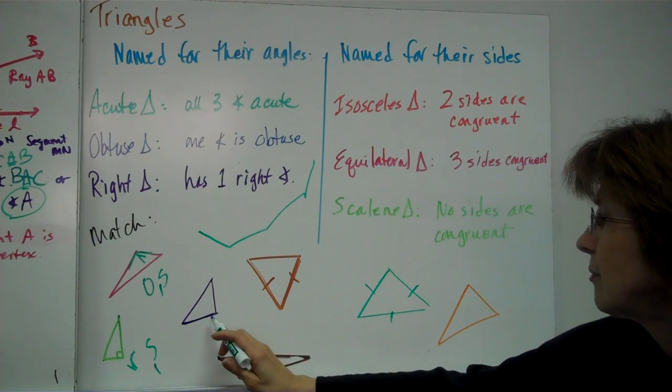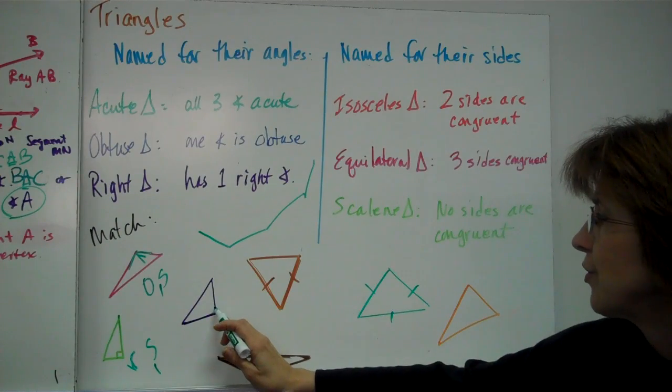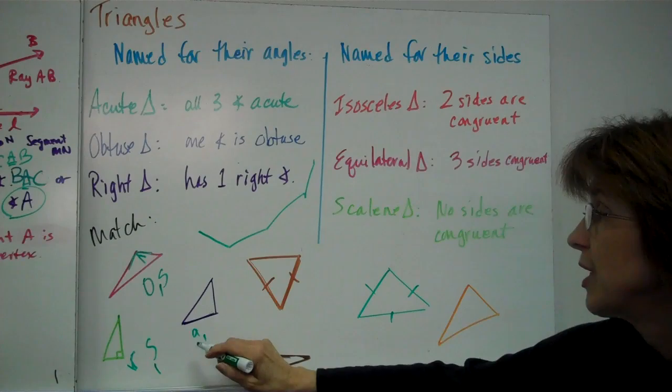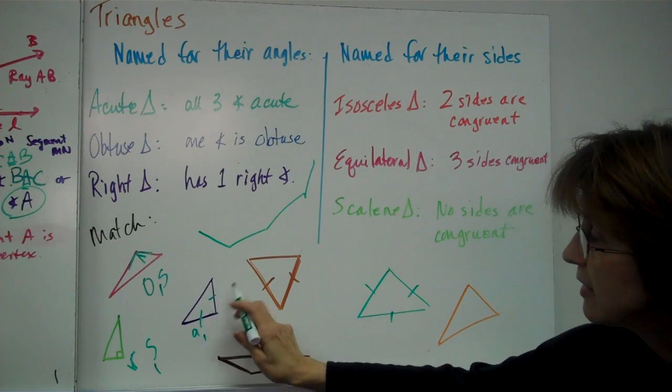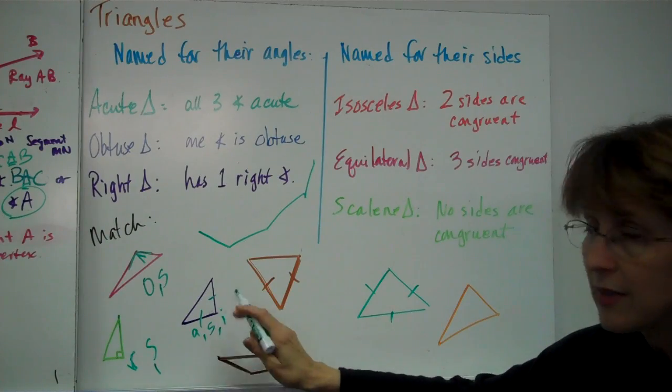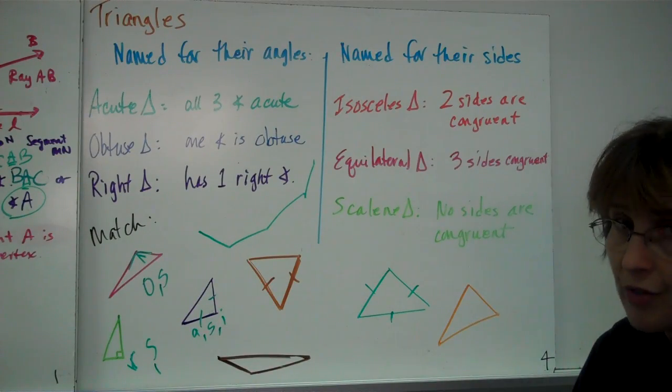This one looks like it's all acute. This could be a right angle, but because it's not marked, it probably isn't one. So I'm just going to say acute. And it looks like it might be isosceles. It doesn't say, so you could either say scalene, or if you think it's isosceles, that'd be fine. Again, you have to measure it to make sure.